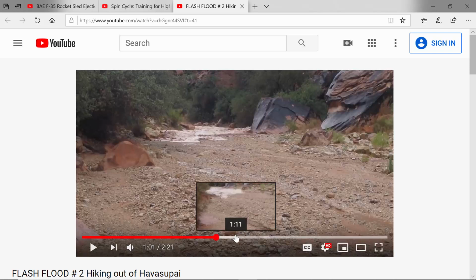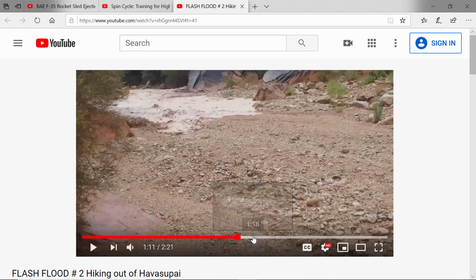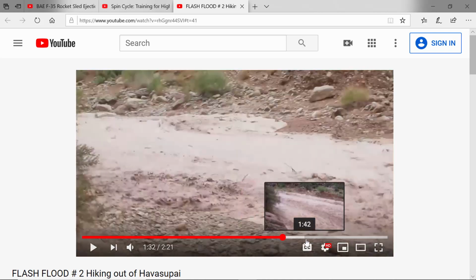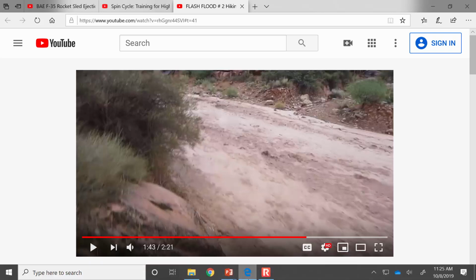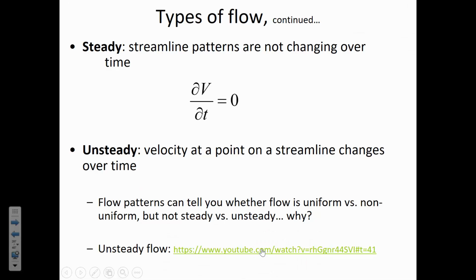So this flash flood just illustrates that the flow conditions were changing over time, and by the end the water's moving fast enough that it could very easily sweep somebody off their feet and bang them into a rock and fill their mouth with water. So it's very dangerous conditions, but that's just an illustration of what we mean by unsteady flow. Flow conditions were changing over time, and it's very easy to observe.